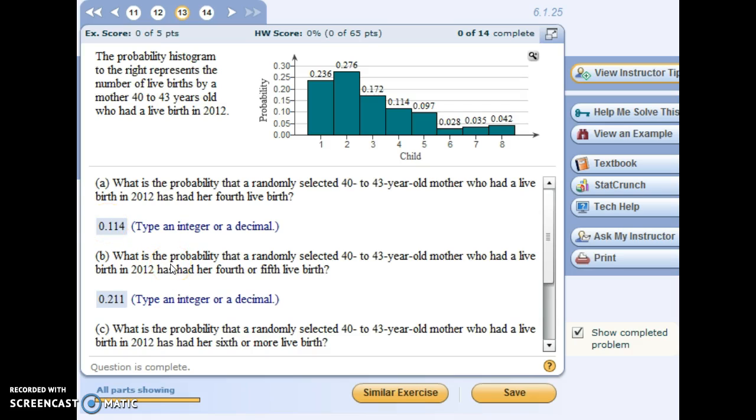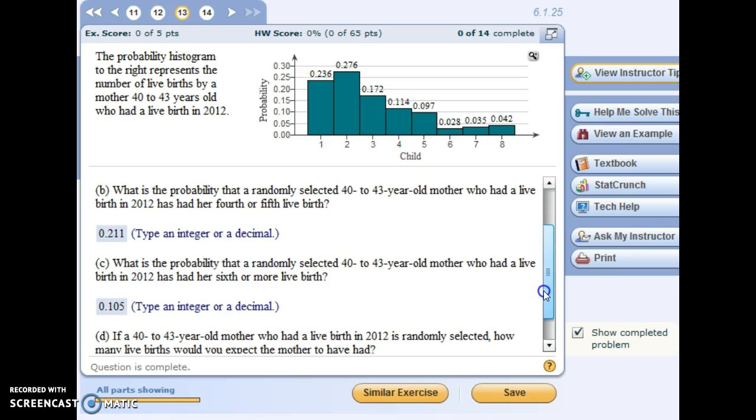What's the probability that a randomly selected mother has had her 4th or 5th live birth? So now you need to add the probabilities of either being 4 live births or 5 live births, add those two together to get the probability of being either 4 or 5.